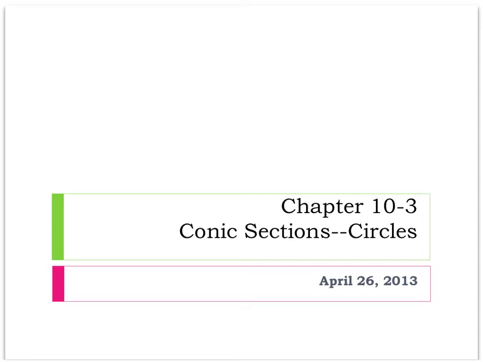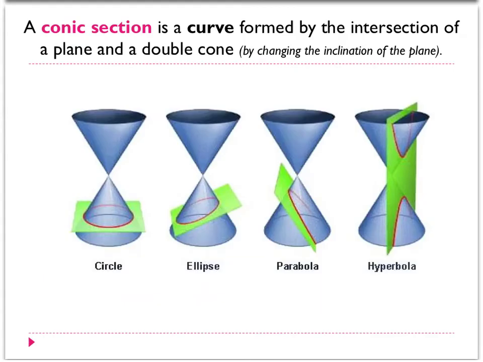Alright guys, so now we're going to be looking at conic sections and we're going to be studying circles first. Conic sections are formed by taking a cone, or in the hyperbola case a double cone, and intersecting it with a plane. So by changing the way the plane is inclined, we get our different conic sections. If it is parallel with the base here, we get a circle.